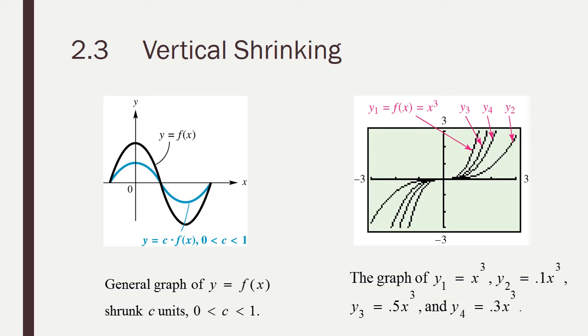Here's an example putting several graphs on the screen of a graphing calculator. You'll notice the original is y equals x cubed, and then each of the other graphs is what happens when it gets multiplied by different numbers. Notice that y2 has the smallest number out in front, and that is the one that is pushed the closest towards the x-axis.